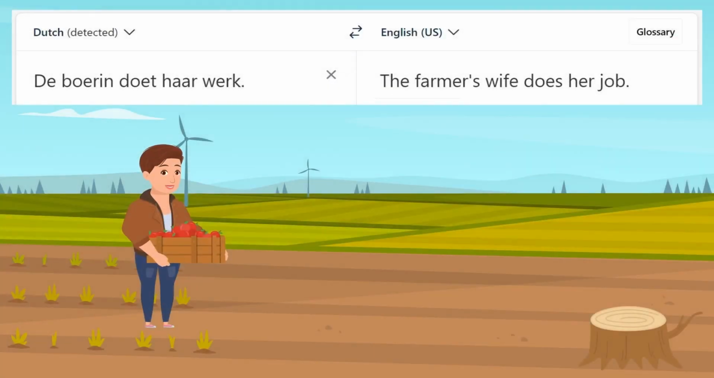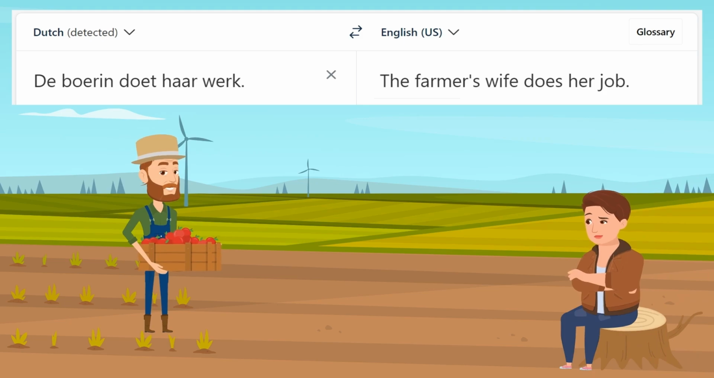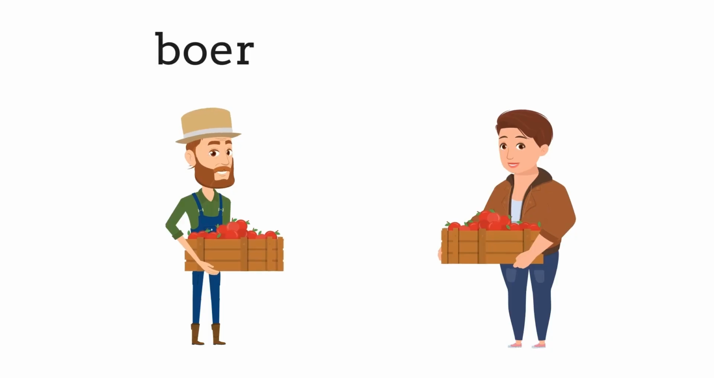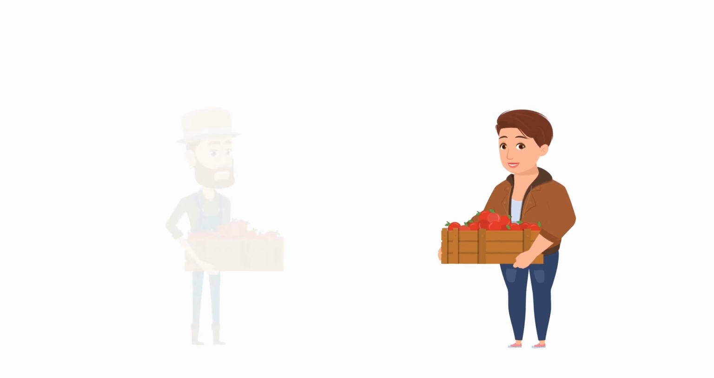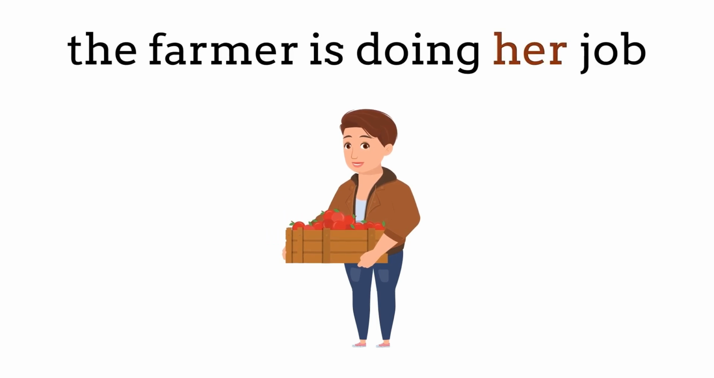For example, here we see a translation from Dutch into English. The Dutch text should actually be translated as "the farmer is doing her job" instead of "the farmer's wife is doing her job." Dutch has two forms, boer, which is a male farmer, and boerin, which is a female farmer. English only has one neutral form, farmer, so the gender of the farmer has to be made explicit or signaled by a pronoun, in this case, her job. However, MT engines often mistranslate such gendered forms, in this case by changing a woman farmer into a farmer's wife.